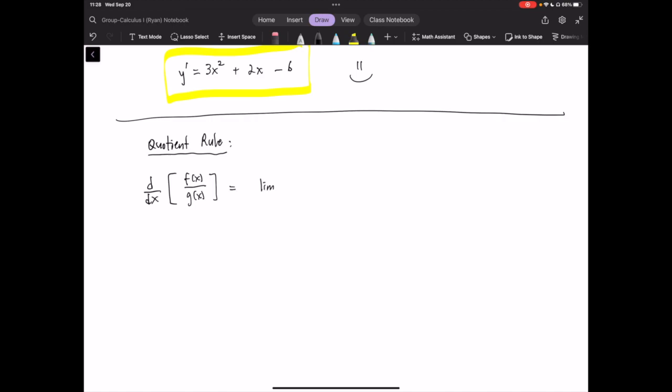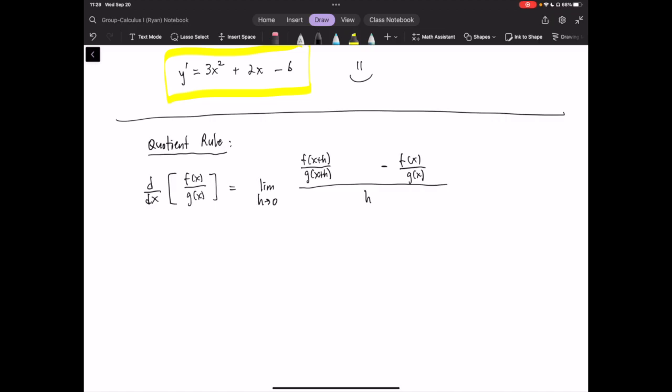So for this one, I'm going to leave a little room to kind of help us out. But our limit definition is then the limit as h approaches 0 of f of x plus h over g of x plus h. That's where the x plus h goes in. And then it's going to be minus f of x. Like I said, I'm going to leave a little room, just a little bit on this one. Minus f of x divided by g of x. And then this is all over h.